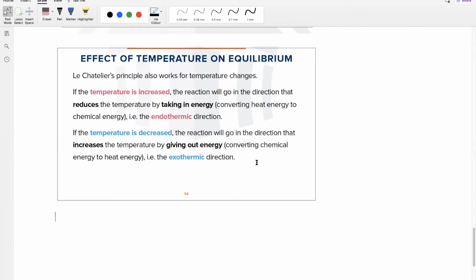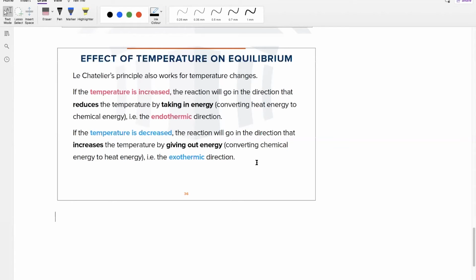Where if it's forward, it will go forward. If it is backward, it will go backwards. But the key point is that you are giving it more energy by increasing the temperature, it will try to absorb that energy. Similarly, if you decrease the temperature, then you are already taking energy away from the system. So it will try to increase the temperature. It will try to give more energy out. So how does it release more energy? Exothermic reaction. So it will try to go towards the side that has exothermic reaction, whatever that is. And we'll say that equilibrium shifts to that side.